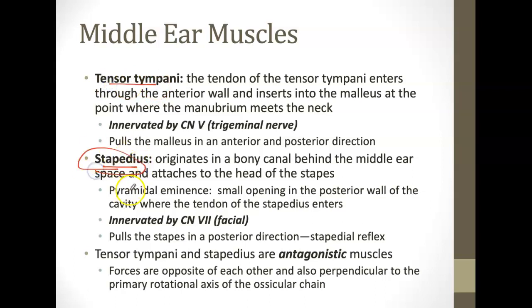Stapedius is the primary muscle for the acoustic reflex. It's innervated by the facial nerve, and the tensor tympani is innervated by the fifth nerve, or the trigeminal nerve. They're antagonistic, meaning they pull in opposite directions to purposefully stiffen the middle ear system. That way you get a reduction in hearing sensitivity, particularly for low frequencies.